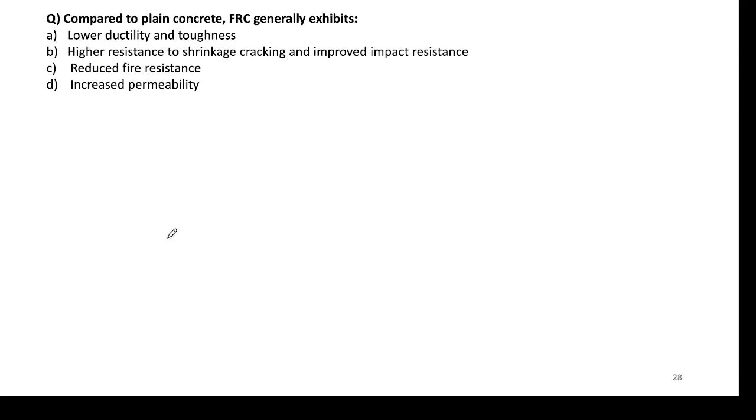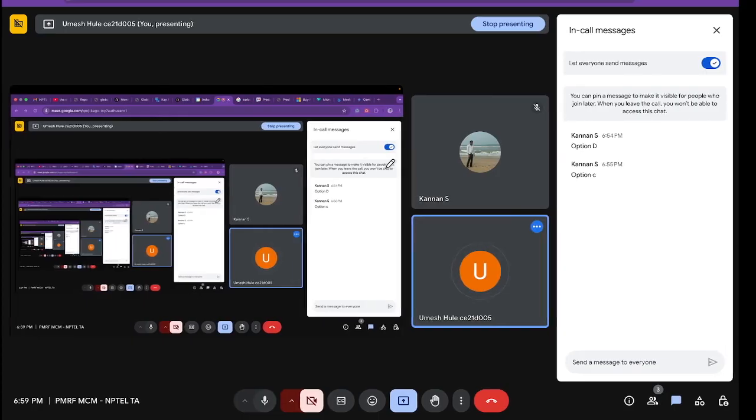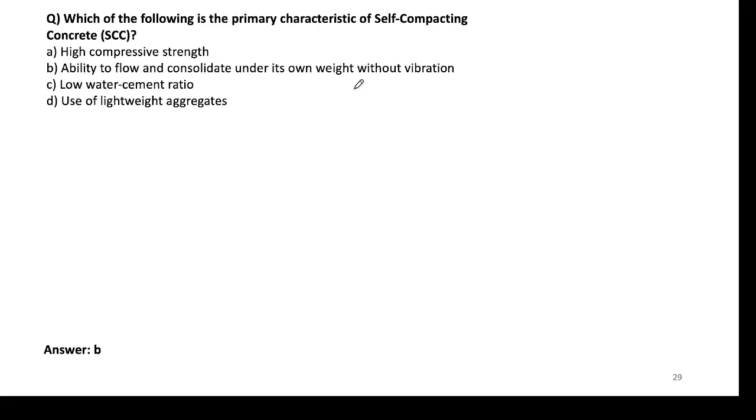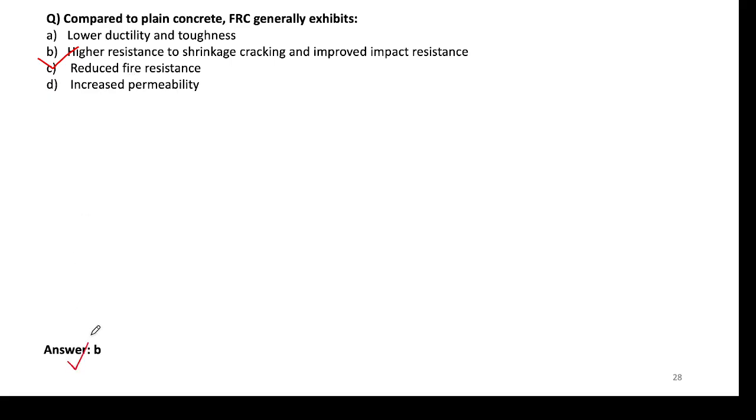Compared to plain concrete, FRC generally exhibits, now what are the advantages of using FRC? Lower ductility and toughness, higher resistance to shrinkage cracking and improved impact resistance, reduced fire resistance, increased permeability. Just now we have seen that the fibers lead to bridging of cracks. Hence, what could be the answer? Obviously, the answer lies in higher resistance to shrinkage cracking and improved impact resistance, right? Hence option B is correct.